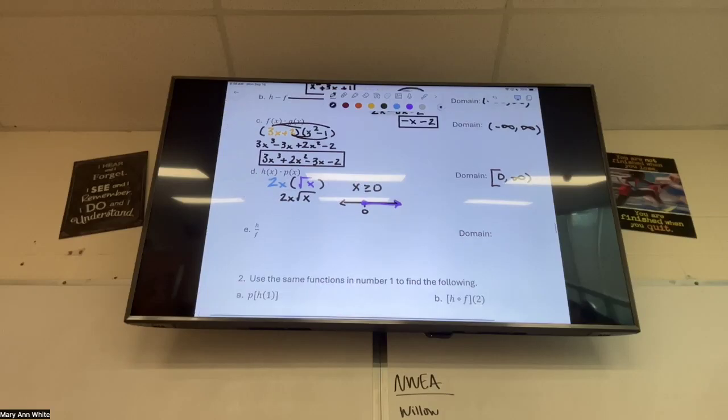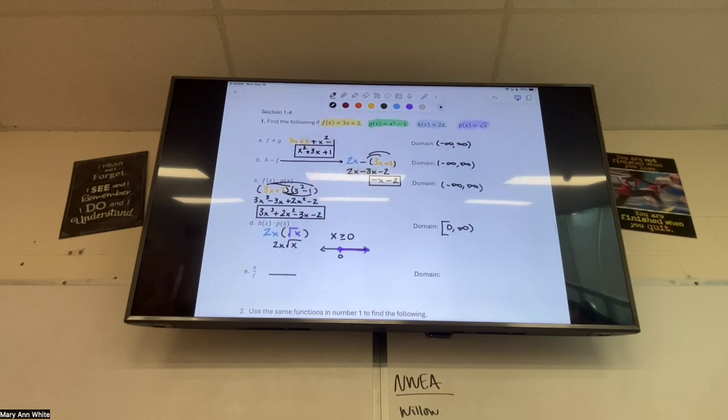All right, and then the last one is going to be a fraction because we're dividing them. So that's going to be a red flag that we have to look at. We're going to do h over f. So h is that 2x, and then f is 3x plus 2.